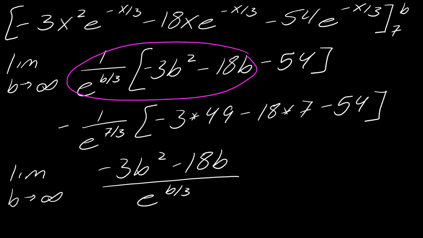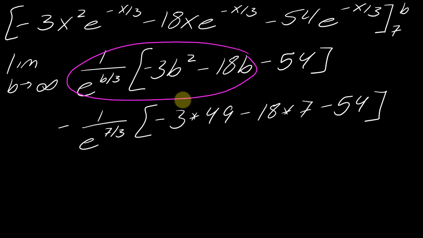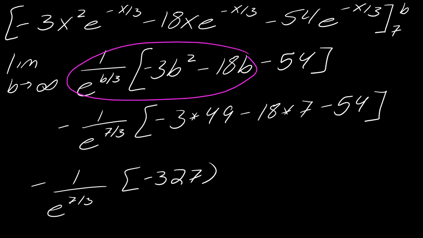So going back to this part of the equation, let me clear some space. This part of the equation is all going to 0, so then what am I left with? This whole thing goes to 0, so then I'm just left with 1 over e to the 7 over 3. And what does all this stuff work out to? All of this will work out to negative 327. So then I'm just left with 327 over e to the 7/3. But we're still not done.